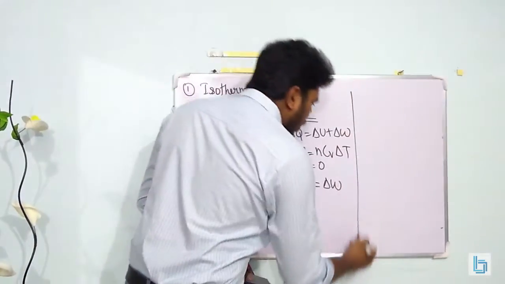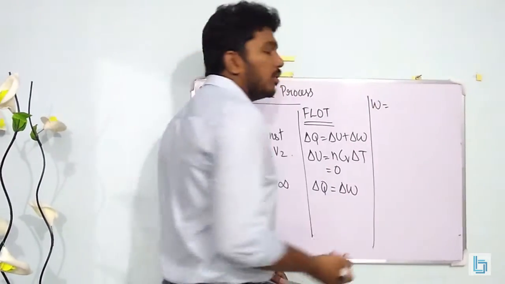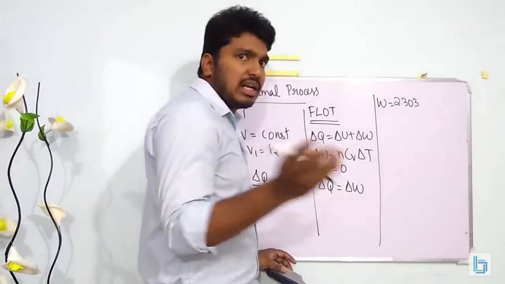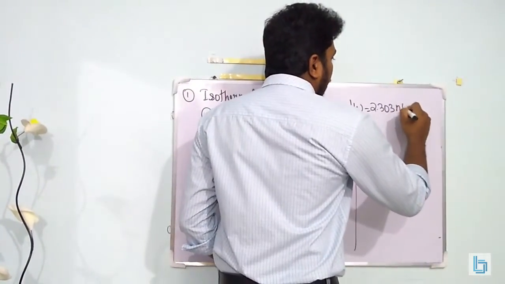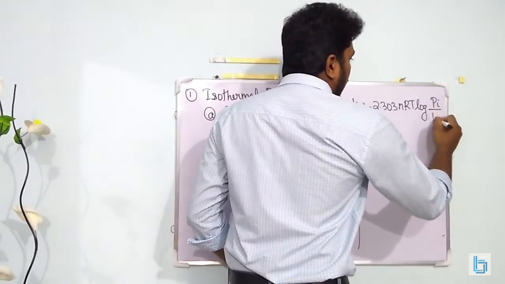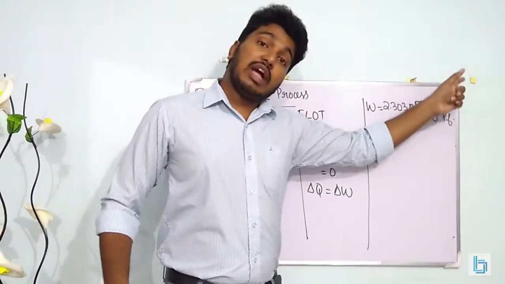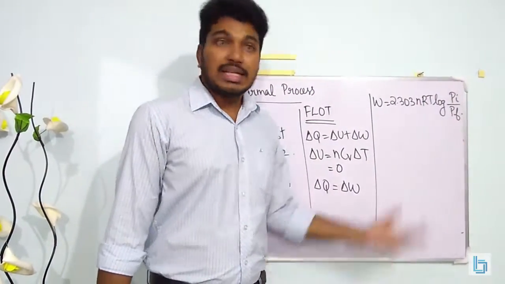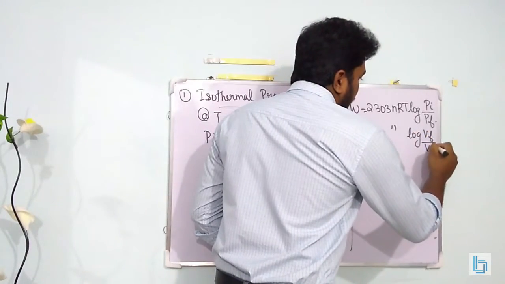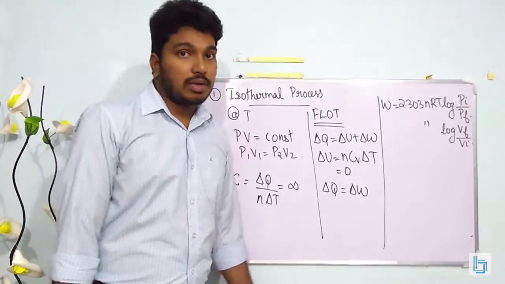Now, based on this, we can actually find out the work done also. So, what is the work done? The work done in an isothermal process is given by 2.303 nRT log P initial by P final. You'll have to take the integral and everything. Or you can write it as 2.303 nRT log V final by V initial. That is another way in which you can represent it.